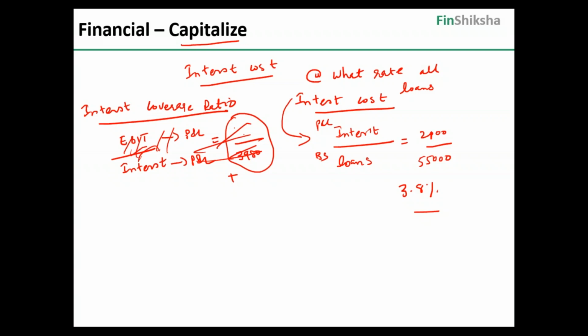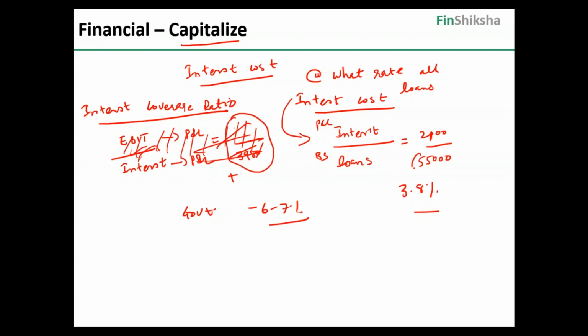Don't look at this, because we need to calculate this. Instead, do this interest cost. The interest upon loans, 2,100 crores upon 55,000 crores, is 3.8%. Now, a lot of you might ask a question saying that Government of India borrows at 6 and 7%. How come Hindalco, which is more risky, borrows at a lesser rate?